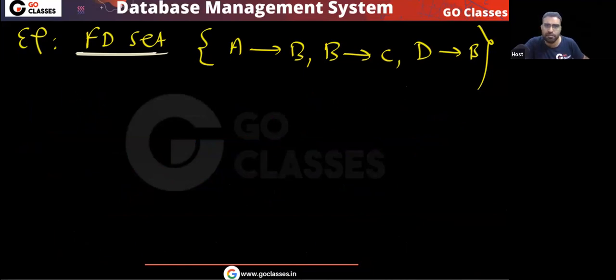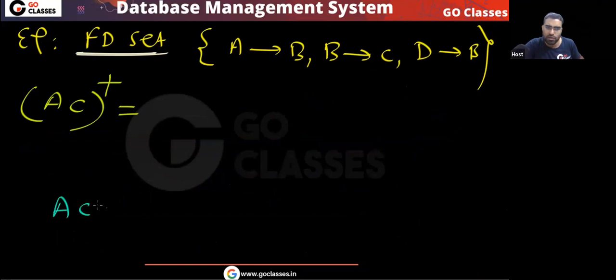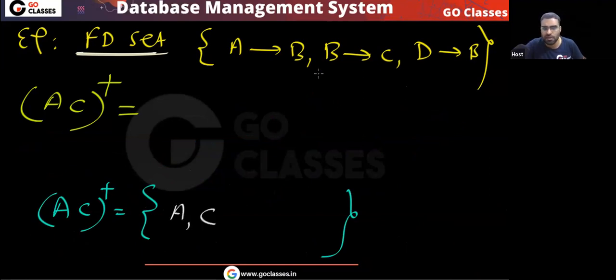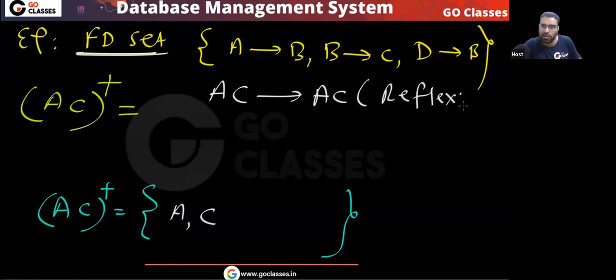Tell me, what is the closure of AC? Now you can do it quickly. If you start at AC, AC will determine AC. Give me the reason. Why can I put AC directly? AC will determine AC by reflexivity, by your trivial functional dependency.